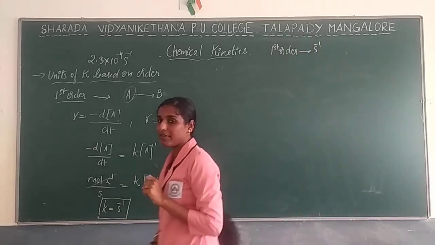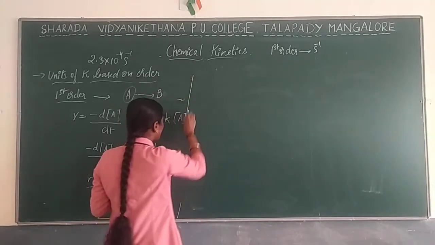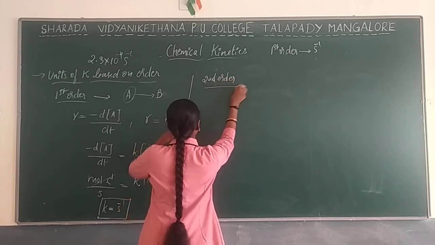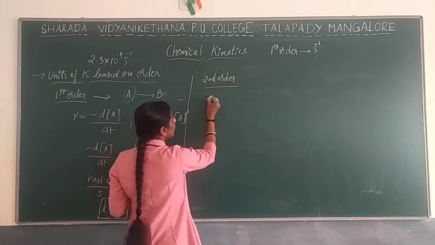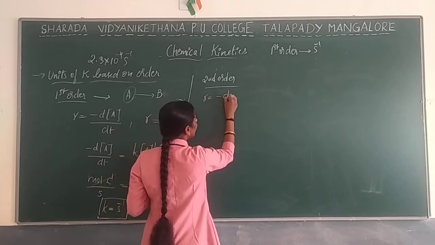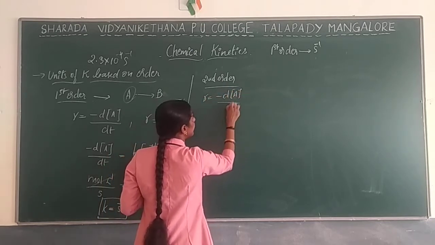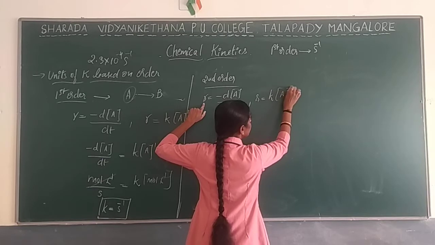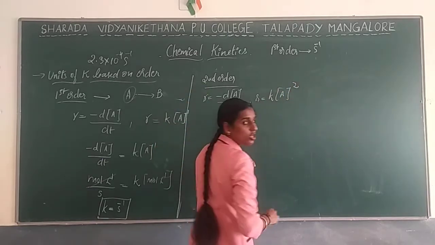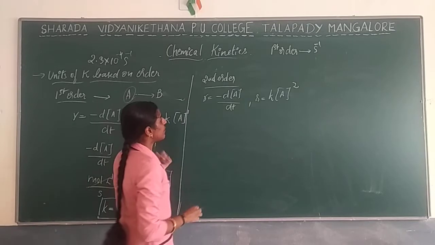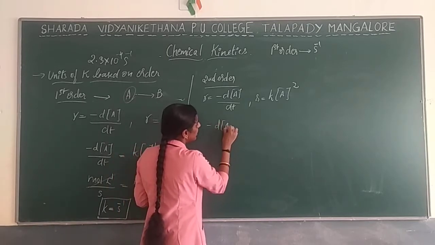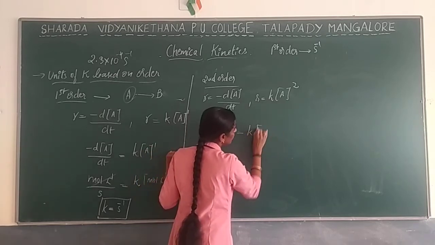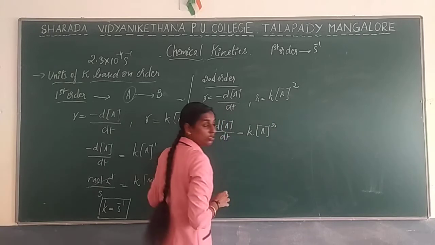In the same way we have to find it for second order. When finding for second order, with the same A gives B, you can write R as minus d of A by dt. Or you can write R as K into concentration of A to the power 2, because the order of the reaction is 2. So you can write this as minus dA by dt is equal to K into concentration of A to the power 2.